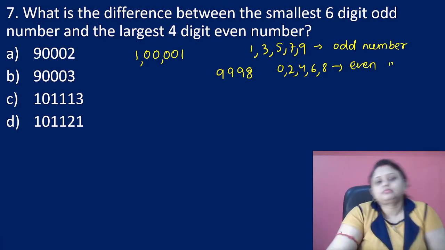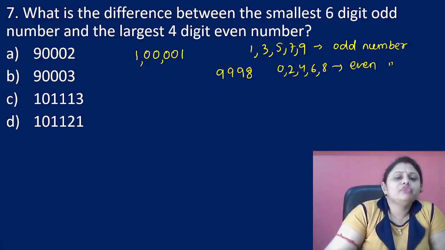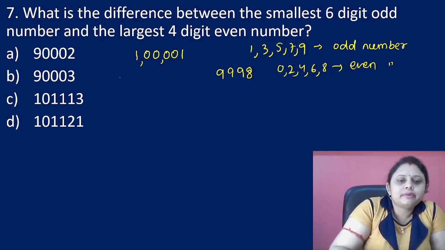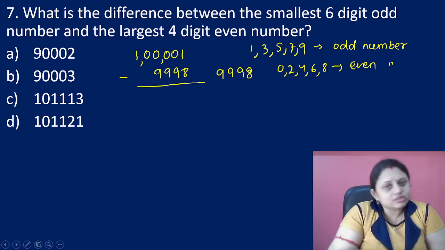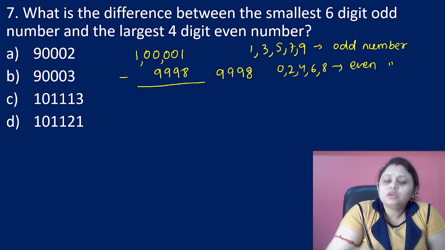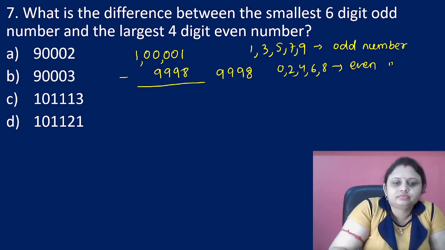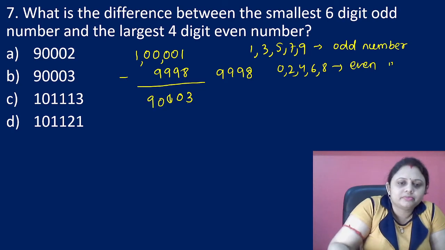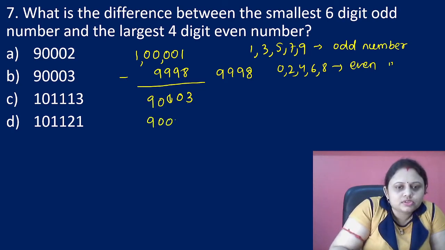Next, what we have to do is find the difference. So this number minus 9998. Okay, now you pause the video, calculate on your own, then check your result with my result. 0, then 1, sorry, 0, then 0, 0, 9. 90003.